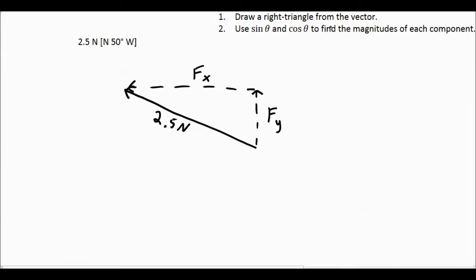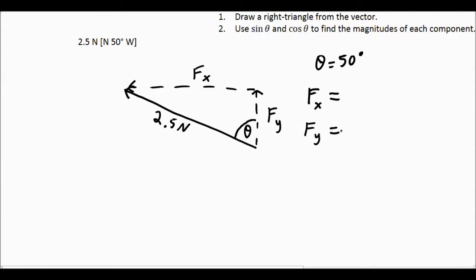The thing is, what is theta? Well, because we went north and then west, we know that down here is going to be our theta. And theta is 50 degrees. So long as you go in the order given, the theta will be at the beginning of the vector. Now we use sine and cosine theta to find the magnitudes of each component. So in other words, we need to find Fx and we need to find Fy.